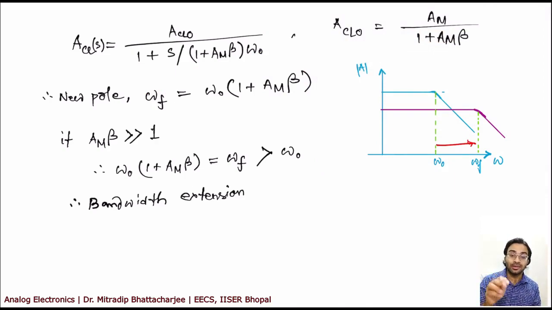At the cost of what? At the cost of gain. Your gain is reduced but bandwidth increased, right? So this is what we call bandwidth extension or bandwidth enhancement at the cost of reduction of gain. However, that gain is now much more stable, right? It has less sensitivity towards output parameters.